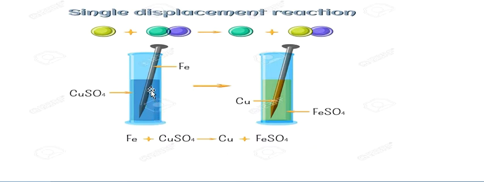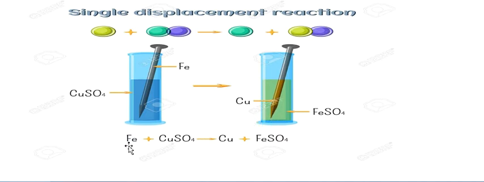In the activity, you have to take a test tube. In a test tube, you have to put the copper sulfate solution. You have to put one iron nail in that solution. Now, after some time, what you will find is that the color of the solution fades away and the color of the iron nail also changes.